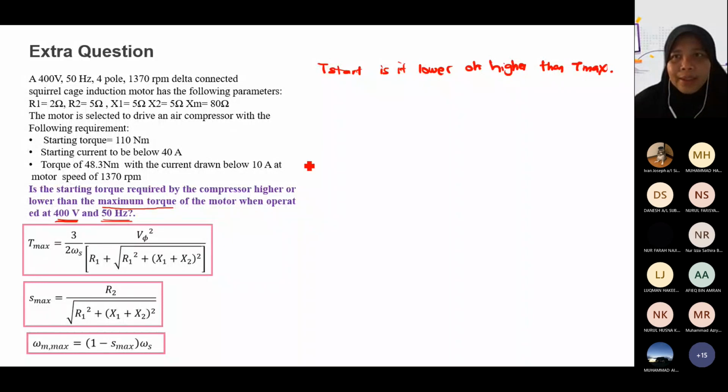Alright. So how to calculate this? If you go through in the notes, there is a formula on calculation of maximum torque and also the calculation for maximum slip and maximum speed. Okay, nanti kena go through into the notes. So setiap induction motor, setiap motor ada dia punya torque speed characteristic. And the torque speed characteristic for the induction motor is like this. Okay, lebih kurang macam ni.